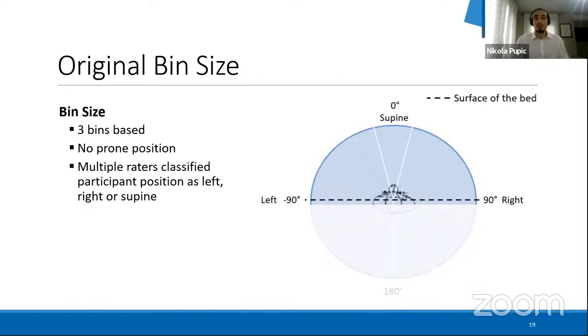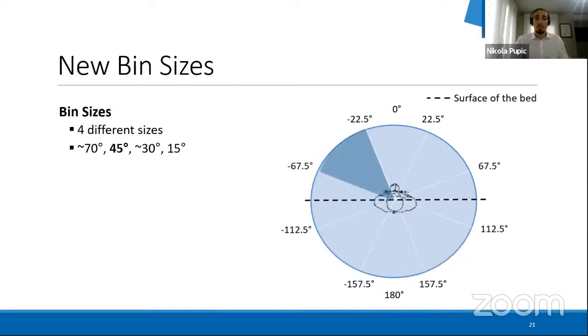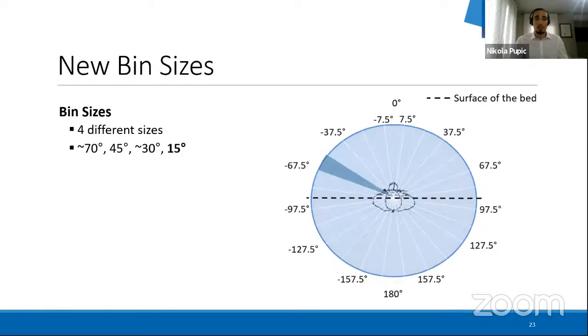The original bin sizes used in Wong et al. Study were divided into left, right, and supine. There were no positions greater than 90 degrees included, and the bins were not defined by specific angles, but instead we had multiple raters classify these positions and we compared their labels. For my project, I decided to choose 4 different bin size possibilities of 70 degrees, 45 degrees, 30 degrees, and 15 degrees, so I could compare the performances of the different sized bins.